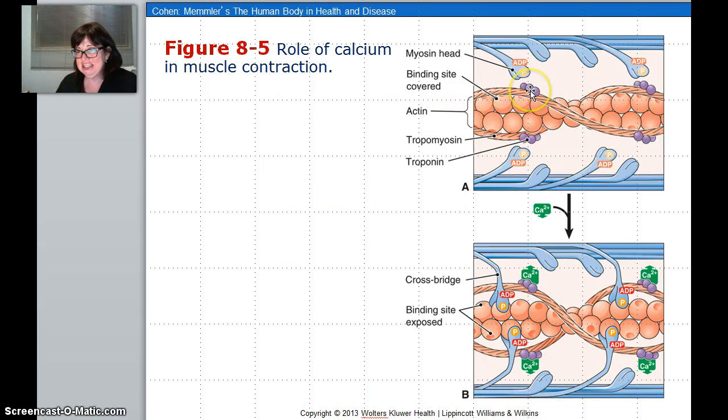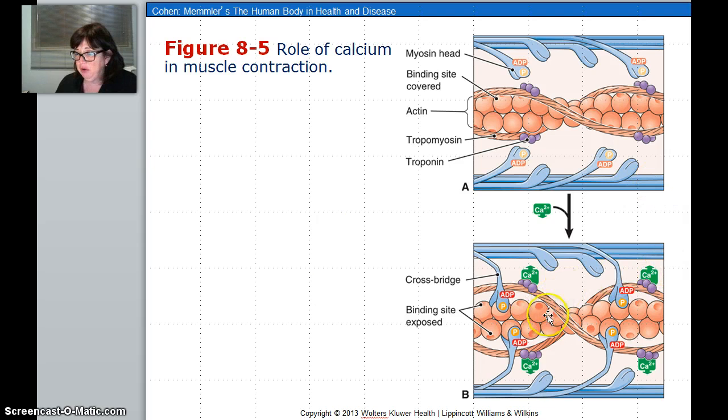The actin has tropomyosin covering the binding heads and troponin on the tropomyosin. So the calcium comes in, binds to the troponin, causes the tropomyosin to be pulled off these binding sites. Once the binding sites are pulled off, the myosin heads can bind to the binding sites on the actin. Once they bind, they form a cross bridge. It will bend, and then ATP will release it.